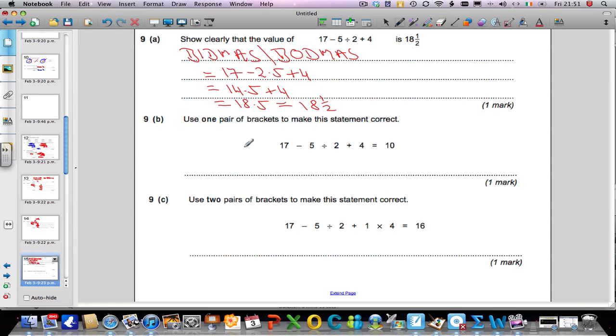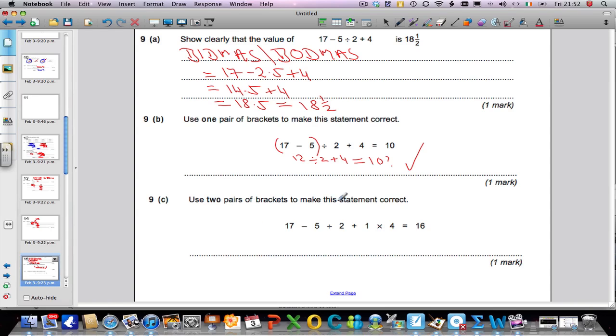Right, we need to put one pair of brackets in here to make the statement correct. So we're looking for an answer of 10. Right, let's just check. If I put brackets here, will it work? 17 take away 5 would be 12, so we'd end up with 12 here. So it would be 12 divided by 2 plus 4. Does that in fact equal 10? 12 divided by 2 is 6. 6 and 4 is in fact 10, so we know we're correct. We have our brackets in the right place. If you didn't get it that time round, just rub it out and try it again.